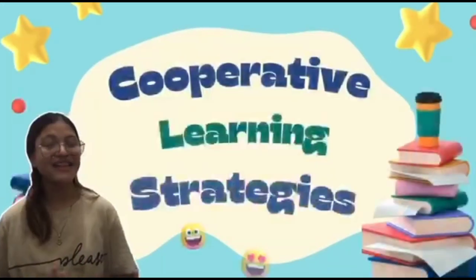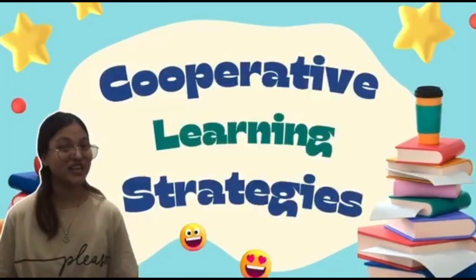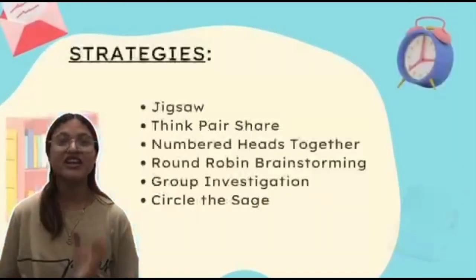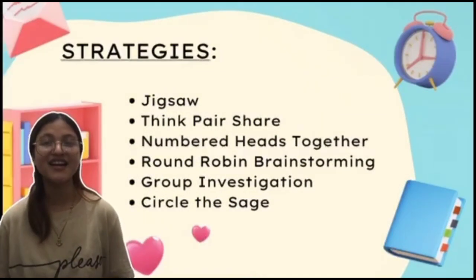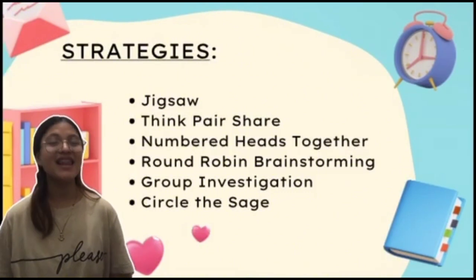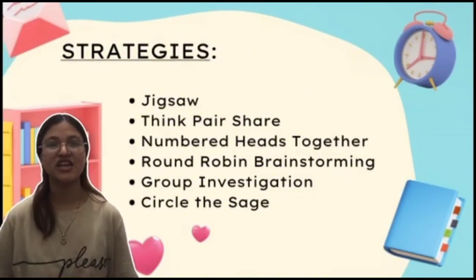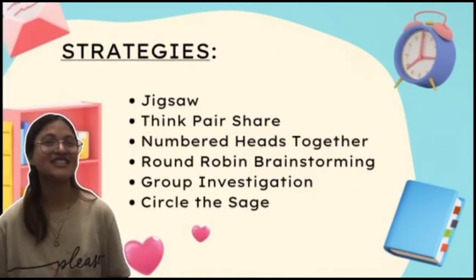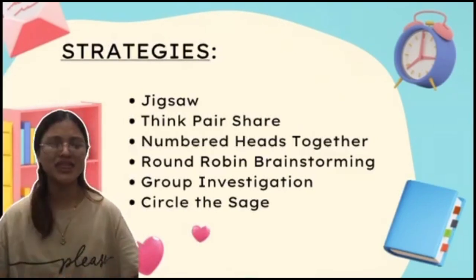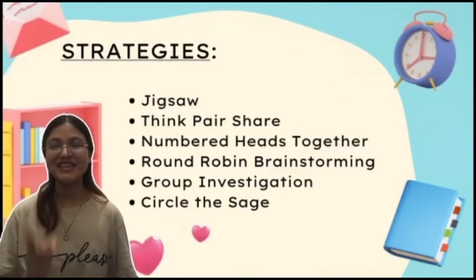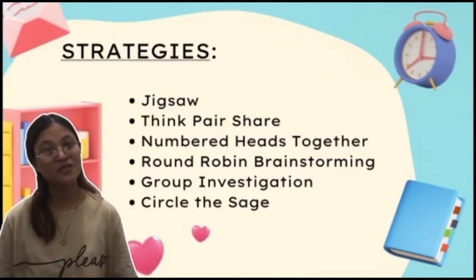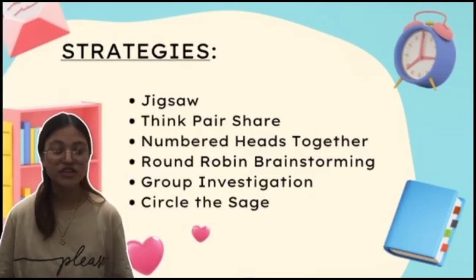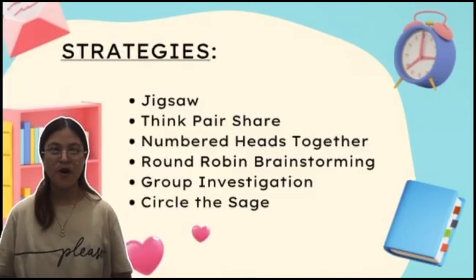So now, let's talk about the cooperative learning strategies, which are jigsaw, think, pair, share, numbered heads together, round robin brainstorming, group investigation, and lastly, circle the sage. So the first strategy is jigsaw. What do you think is jigsaw? Jigsaw is a cooperative learning strategy that fosters active participation, enhances comprehension, and builds social skills among the students.